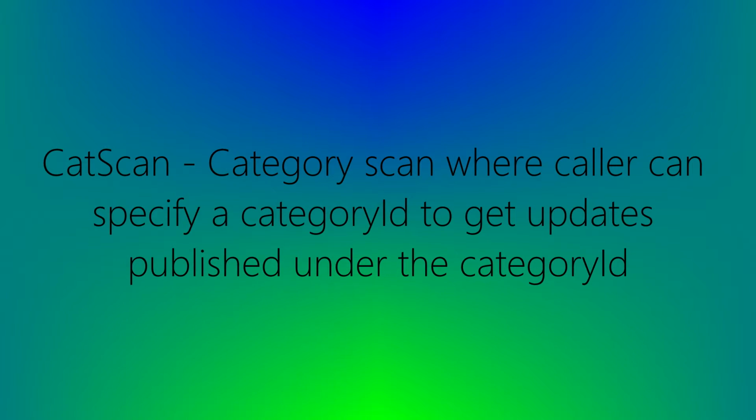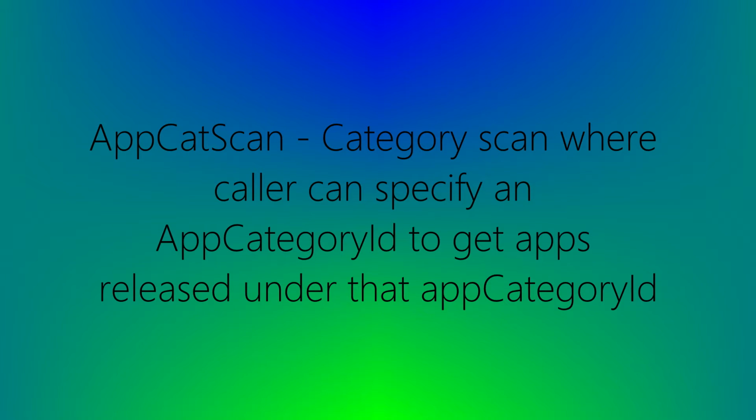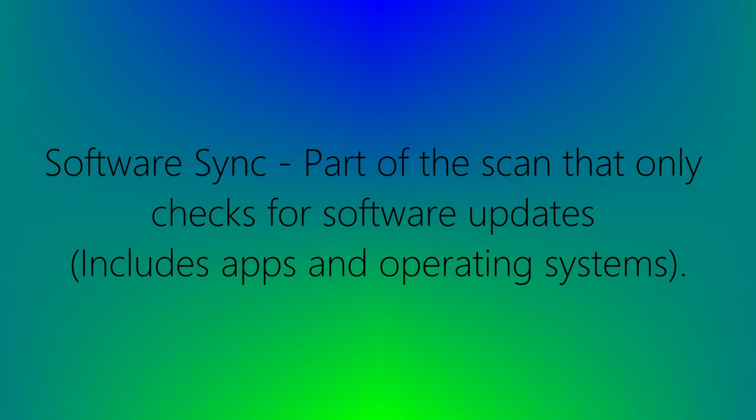Cat scan. Category scan, where the caller can specify a category ID to get updates published under the category ID. App cat scan. Category scan, where the caller can specify an app category ID to get apps released under that app category ID. Software sync. Part of the scan that only checks for software updates. Includes apps and operating systems.